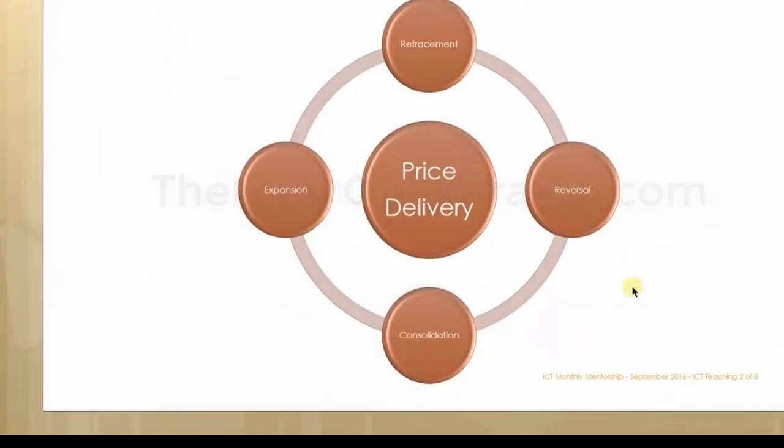If we're looking at price delivery, and this is the model that comes by way of my understanding of how the interbank feeds price to everyone, if we're focusing on delivery of price, we have to understand that it all starts with a consolidation. Nothing can happen until consolidation. Consolidation is when the market's quiet. Why is that important? Because that's when the orders are building up in the marketplace.